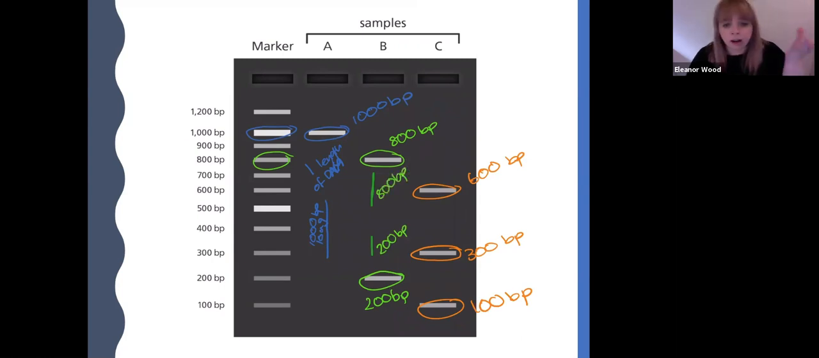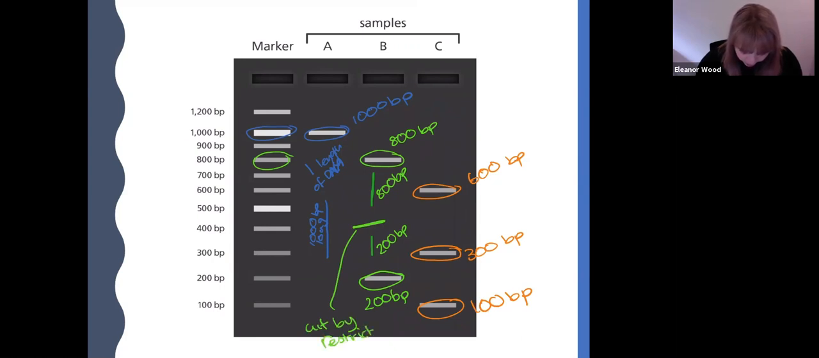How could we have gotten that 1,000 base pairs to be that? To me, this indicates that it was cut by a restriction enzyme. It was cut once by that restriction enzyme to make 2 fragments. The last one here has a section of DNA that's 600, a section that's 300 base pairs, and a section that's 100 base pairs. So in order to do that, I say it must have been cut 2 times by a restriction enzyme.